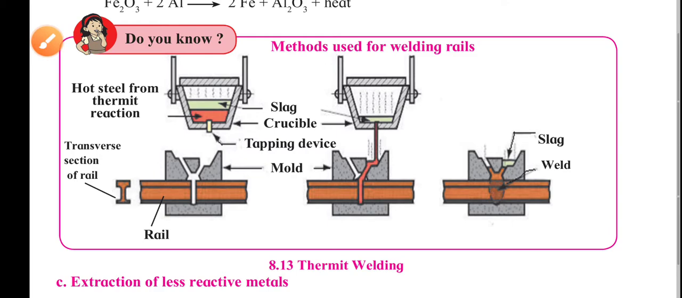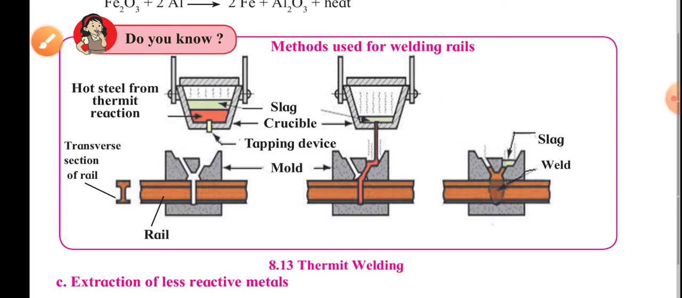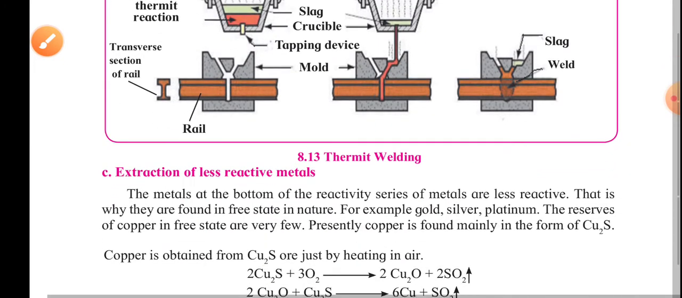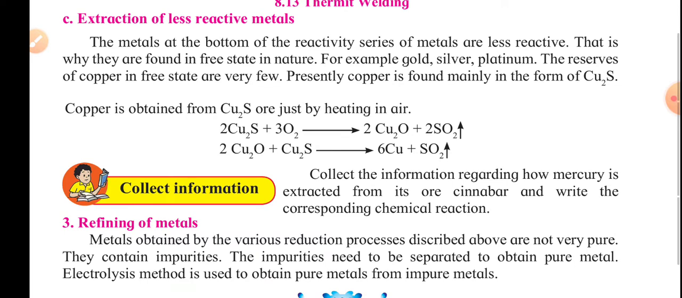This they have given in the pictures only. They have shown that molten materials are used to weld the rails. The next they have given is about the extraction of the less reactive metals. How to extract the less reactive metals.